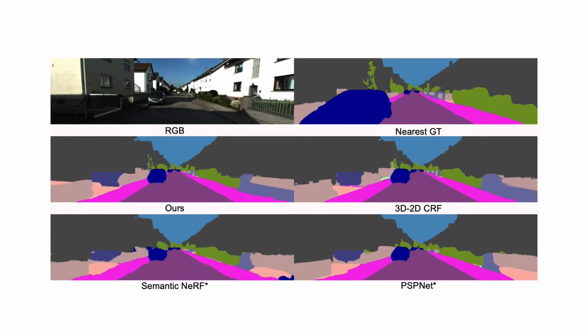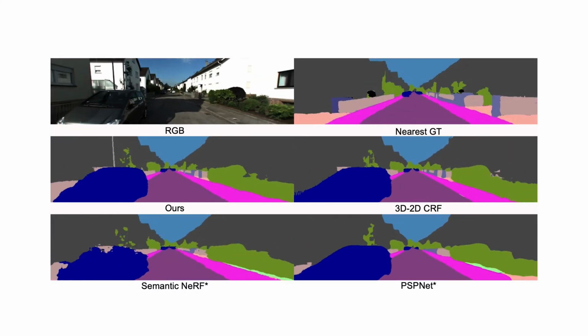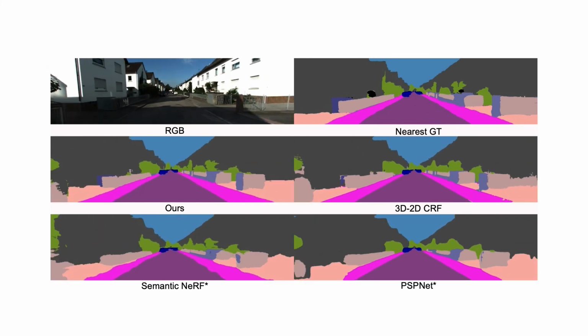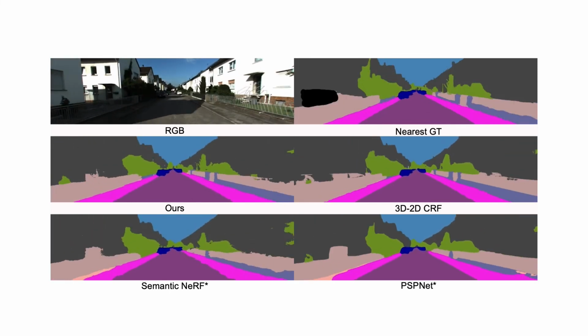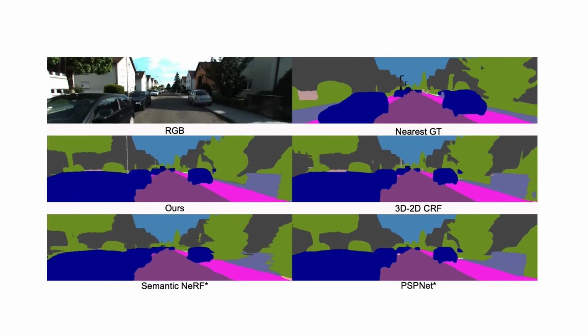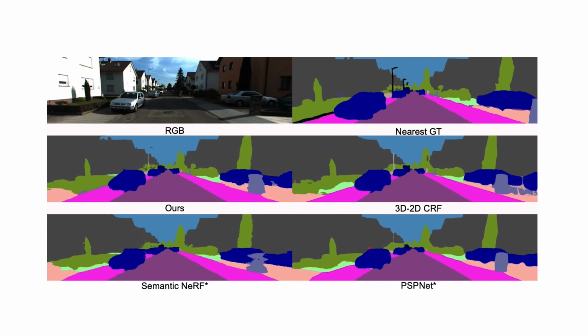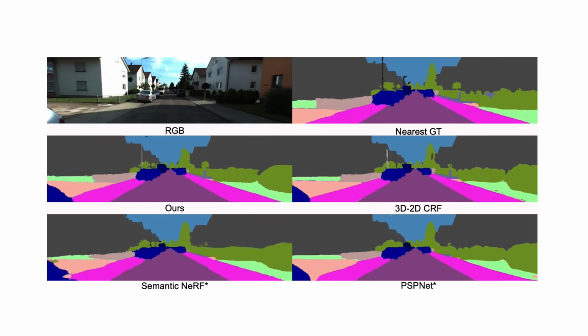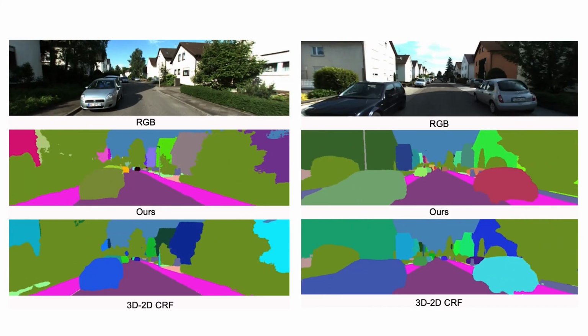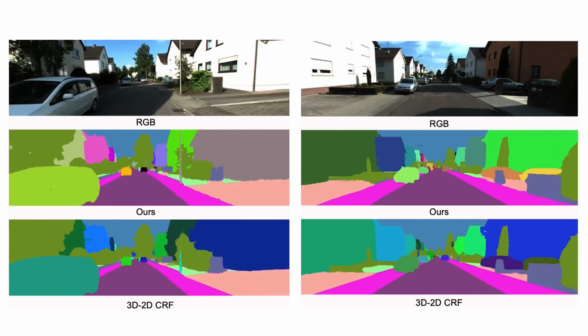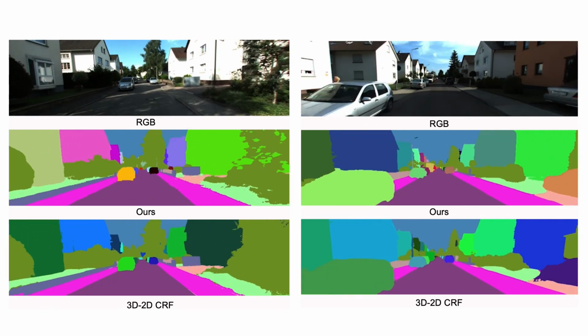We now show label transfer results on video sequences. We firstly compare our method to baselines on the semantic label transfer task. Our method outperforms all baselines and produces multi-view consistent labels. Next, we compare our method to the CRF on the panoptic label transfer task. The results indicate that our method is superior to the CRF approach.